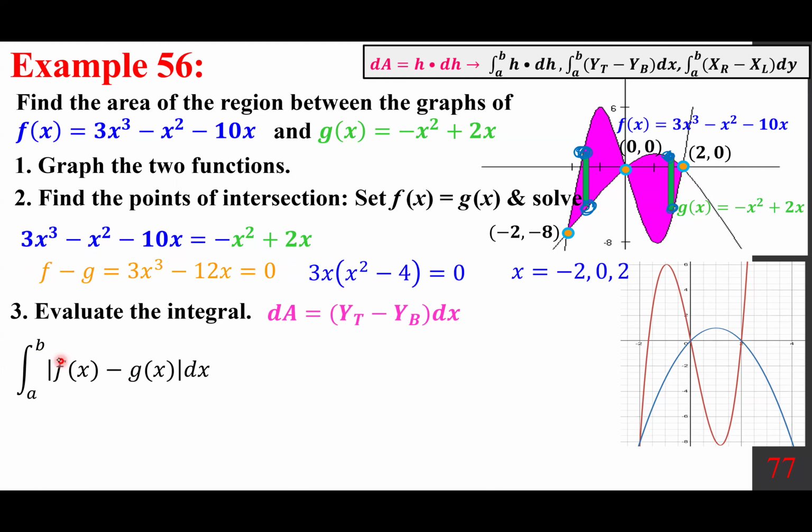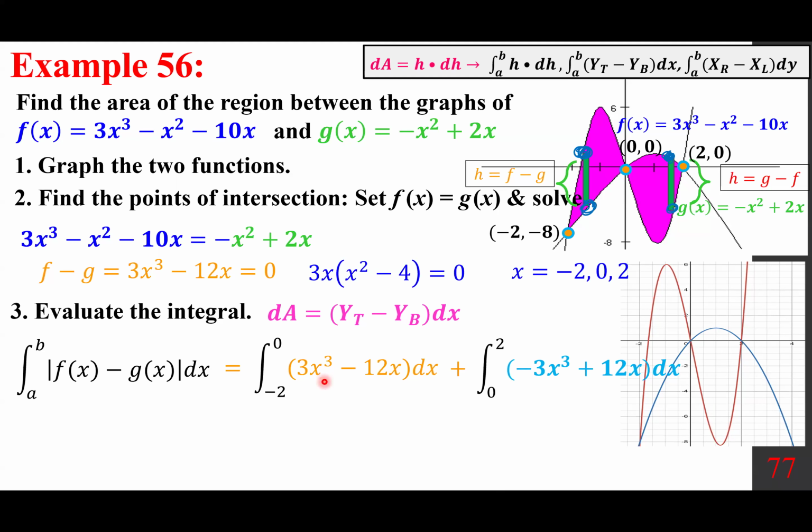So that's why we're going to use absolute value of f of x minus g of x dx as we go from a to b. So here, from -2 to 0, we use f minus g, but from 0 to 2, we're going to use g minus f. So this is f minus g. This one is g minus f. So 3x cubed minus 12x. And then for that part, we use the opposite of that, minus 3x cubed plus 12x from 0 to 2.